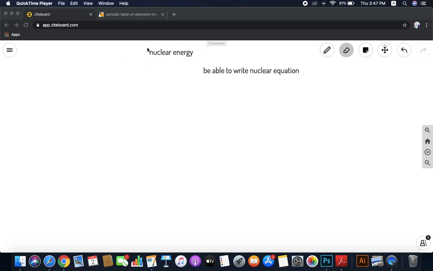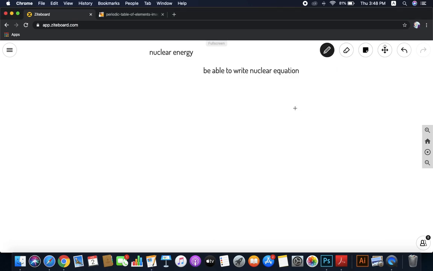About nuclear energy. In this lesson, you will be able to write a nuclear equation. First, let's do a quick revision for the atom. You know that the atom has two parts, the nucleus and outside the nucleus where the electrons are going around.